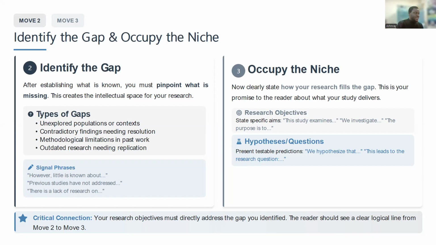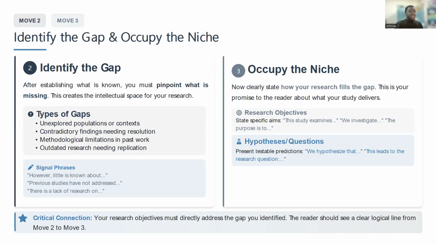So it gives a signal. So little knowledge about this, or previous studies have not addressed this, or there is a lack of research on this. So you make this statement in your introduction, then you now bring in your identified gap in it.